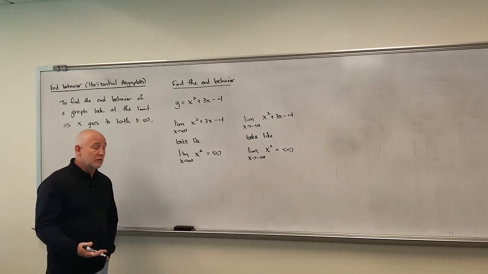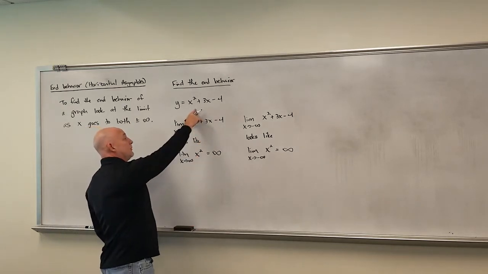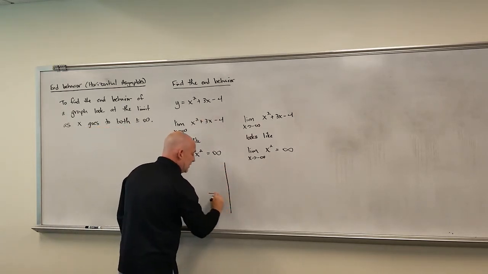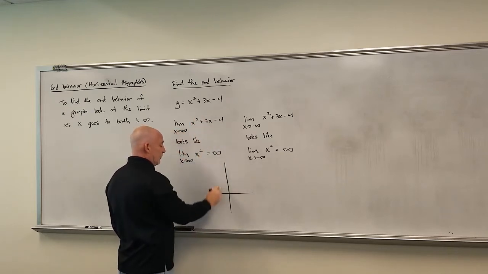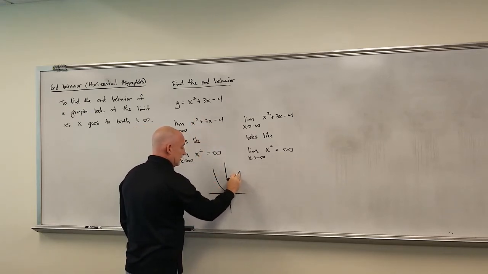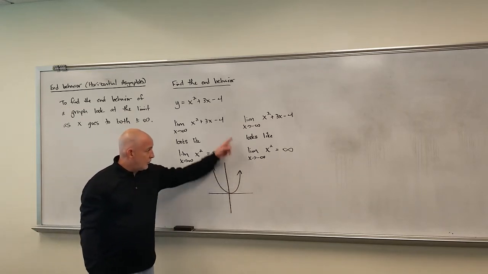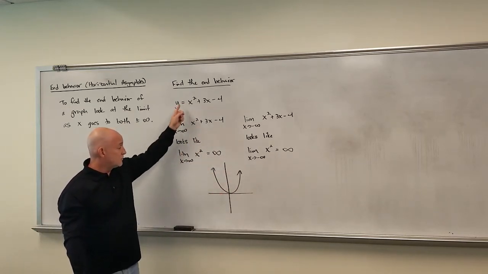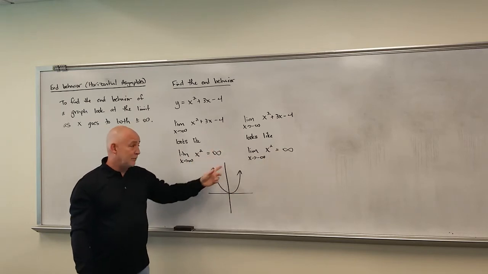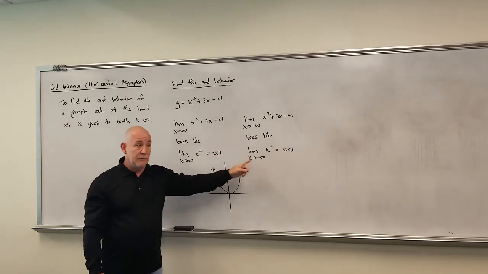This answer we should have already known because we know what the graph of this looks like. That's just a quadratic, which means it's a parabola. So we know that both ends, in this case, since our leading coefficient is positive, are both heading up. And you notice that's what we got when we did the limit.